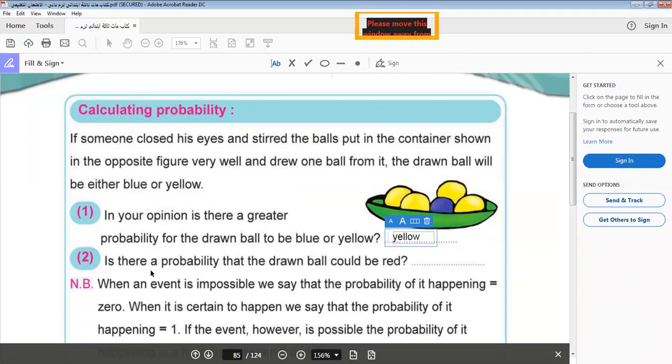Question 2: is there a probability that the drawn ball could be red? No, I don't have a red here. So is there a probability? I said none.